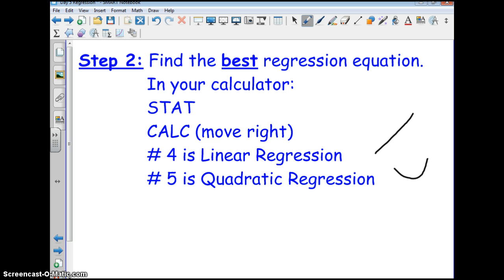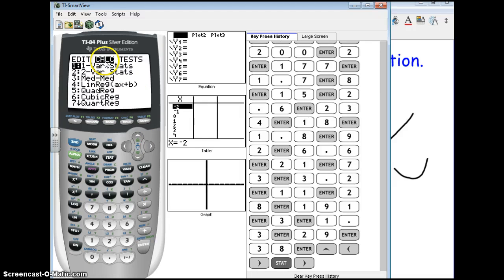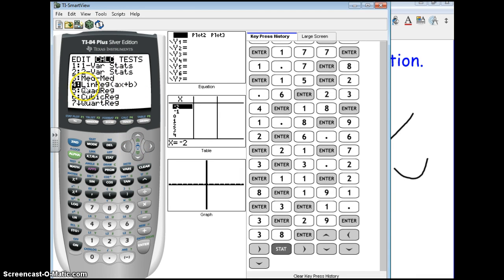So let's go ahead and try that together. Grab your calculator, or write down the steps with me. We are going to go back to the Stat button. We are going to move to the right, so use your right arrow. Go to Calc. And if you notice, when you scroll down, number 4 is lin reg, so for linear, and number 5 is quad reg. You can see there are a whole bunch more down here. Cubic reg, quartic reg. We're going to get to those later in the year. But right now we're just dealing with 4 is linear and number 5 is quadratic. Okay? We're going to do both.